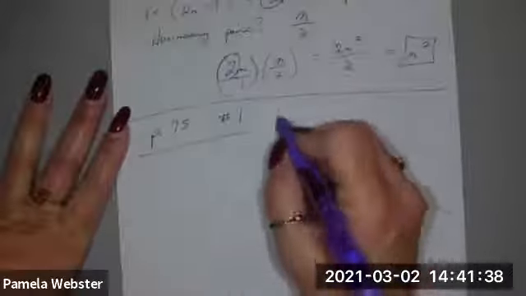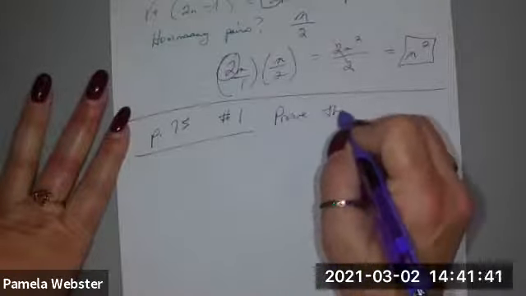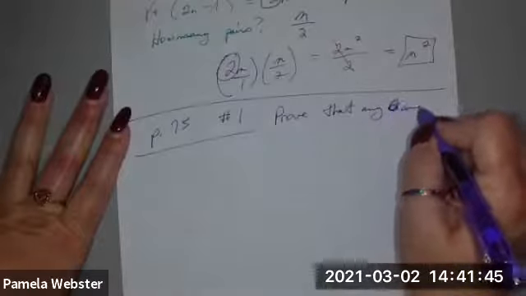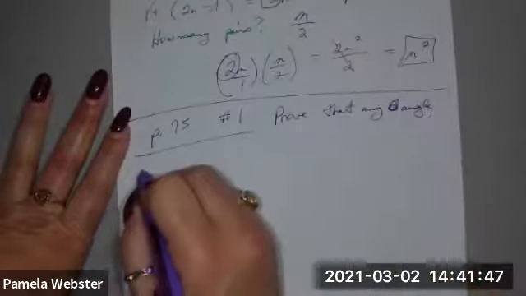So it says prove that any angle inscribed in a semicircle is a right angle, and then this is sometimes called Thales theorem.